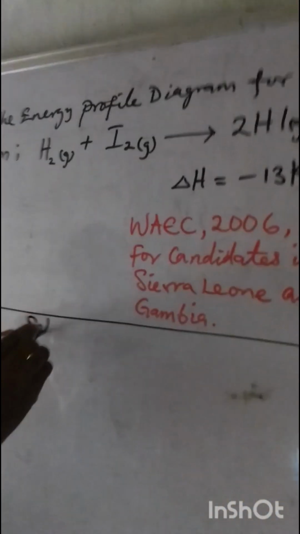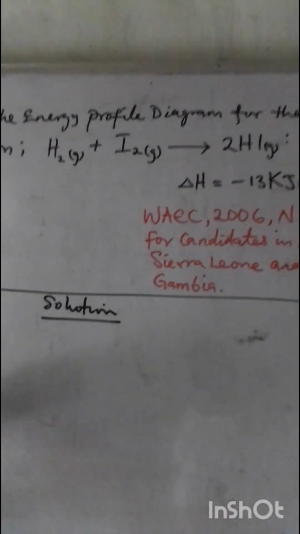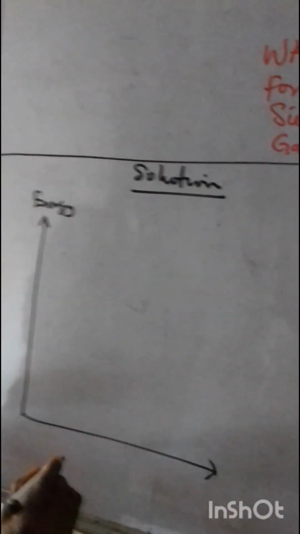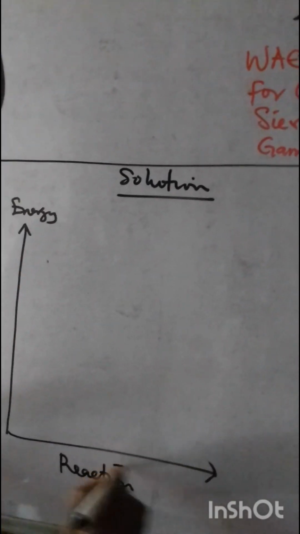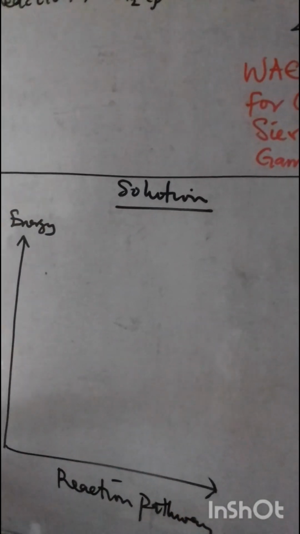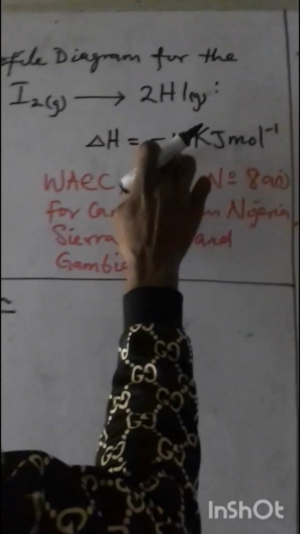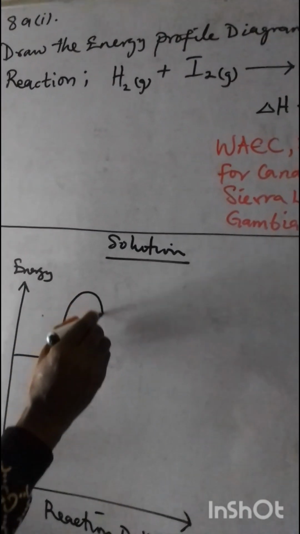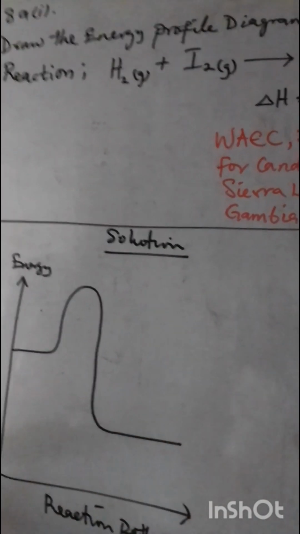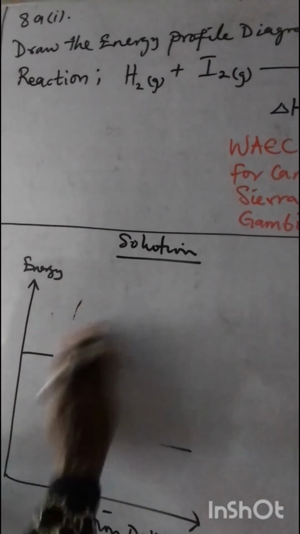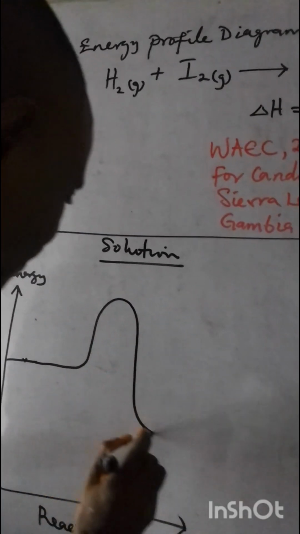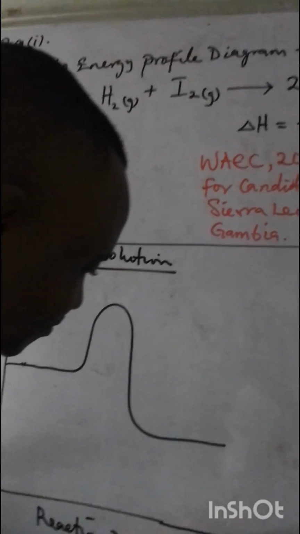So let's draw it. This is the axis for energy, the energy axis. This is the axis for reaction pathway. Looking at the value of the enthalpy change, which is negative, the shape is going to be like this, where the enthalpy of the reactant will be bigger than the enthalpy of the product. Let me make this one wider. Enthalpy of the reactant is greater than that of the product.